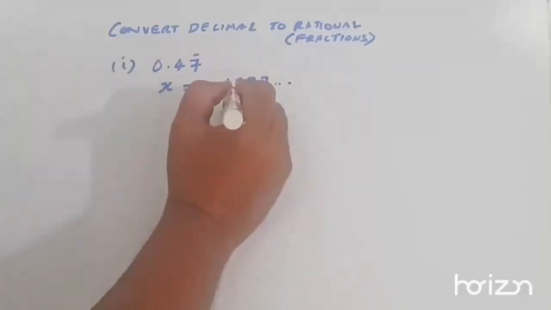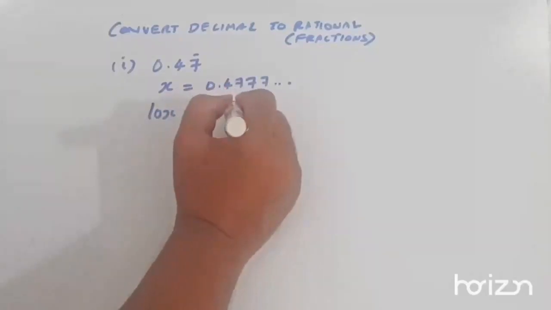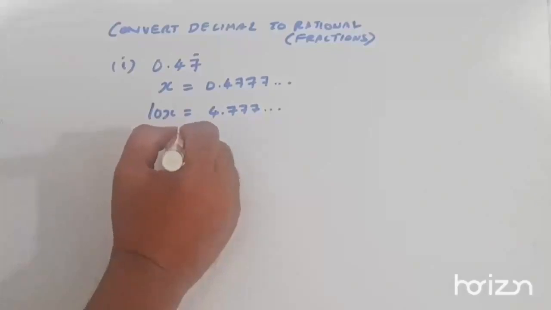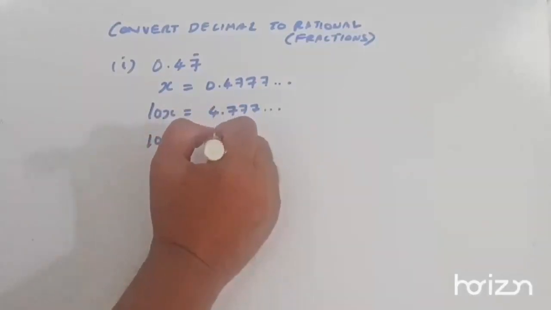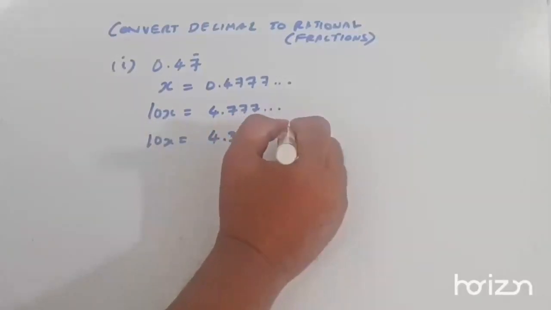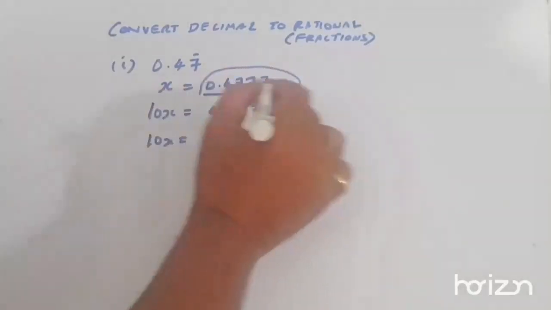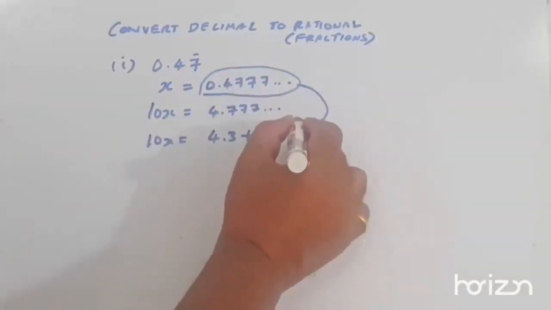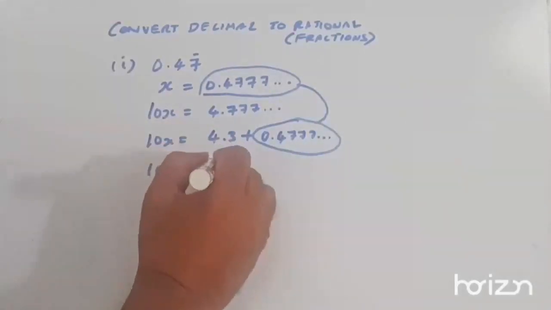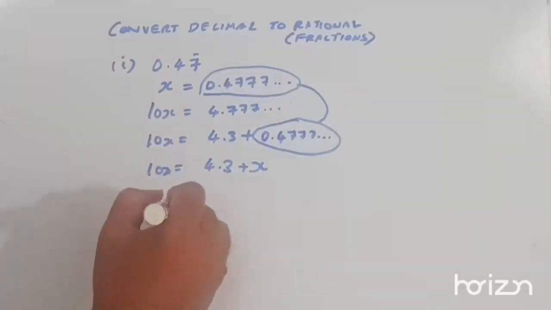We do 10x, that will give us 4.777 repeating. Now 10x we can write as 4.3 plus 0.477 repeating, right? So you can see that the 0.477 recurring is nothing but x itself. So we can write 10x as 4.3 plus x, which means 10x minus x is equal to 4.3.